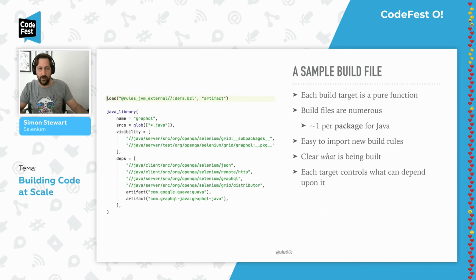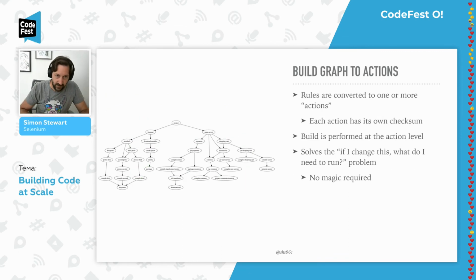It's easy to import new build rules. You just have that new load statement up at the top, and it's clear what is being built. Now, one of the things that's really nice is you can see what is allowed to depend on this target. So you can control visibility. And in a Gradle project, we have the projects organized in a way, and you can prevent cycles that way. Here in Bazel, we use explicit visibility.